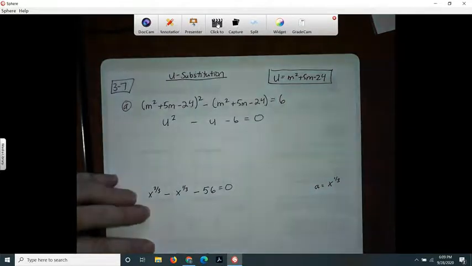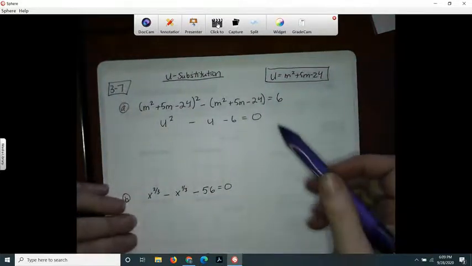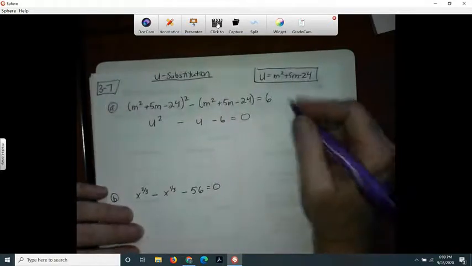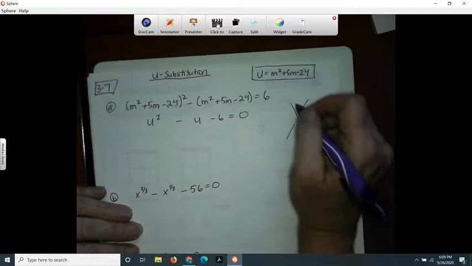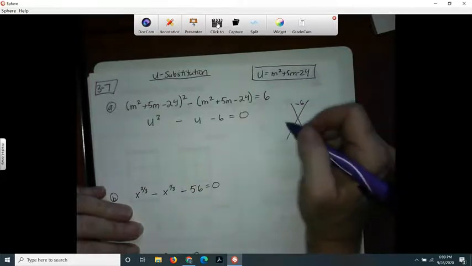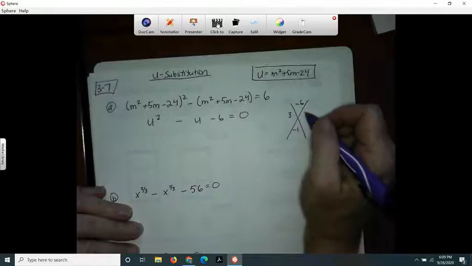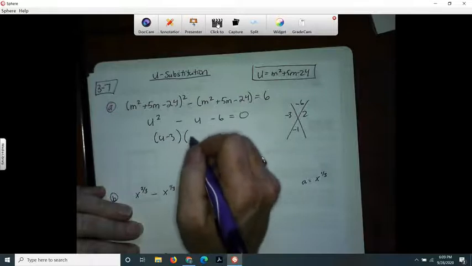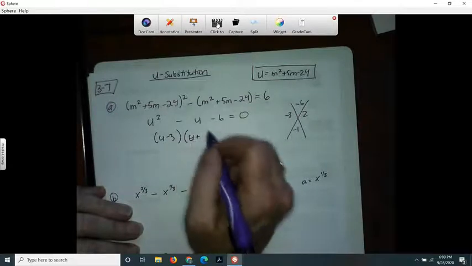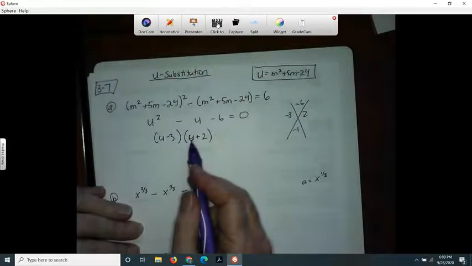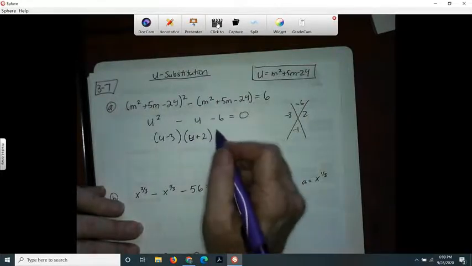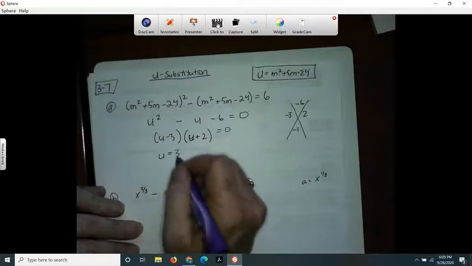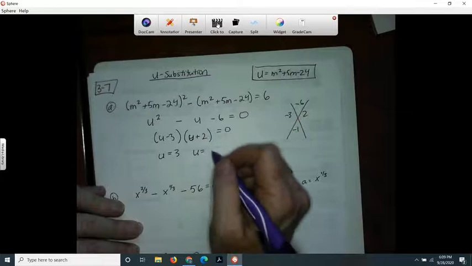And I may or may not be able to factor that. Okay? So I'm not going to solve it, but I could factor that. I don't know, we could try. Those are the letter U. I know they look like 4s, I'm sorry. So I can say that U is equal to 3, or U is equal to -2.